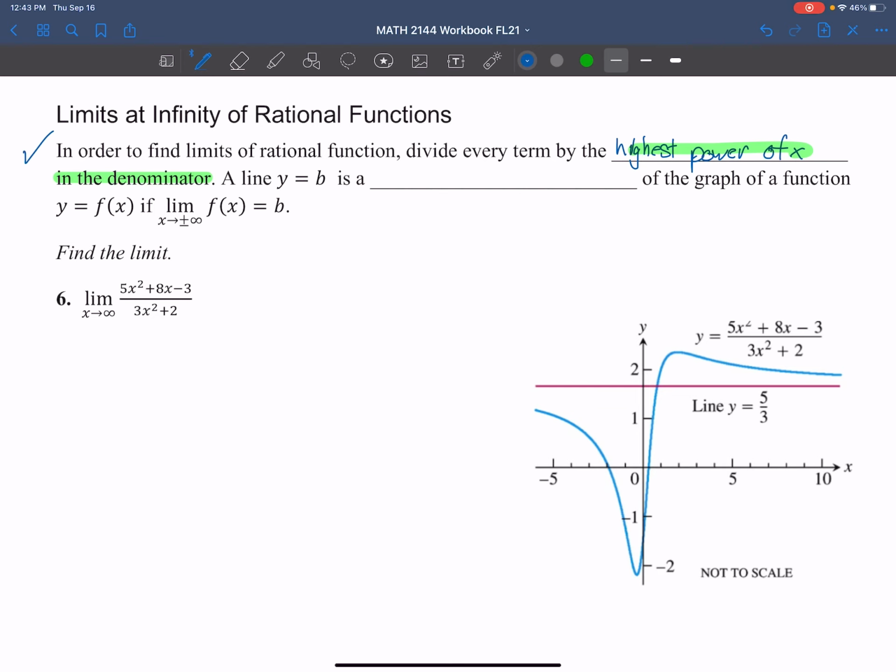The line y equals b, I've noted this earlier. Whenever we're considering plus or minus infinity, this limit that we get, y equals b, is going to be a horizontal asymptote of the graph. So when you consider x as it approaches plus or minus infinity, the limit is the constant that's associated with the horizontal asymptote.